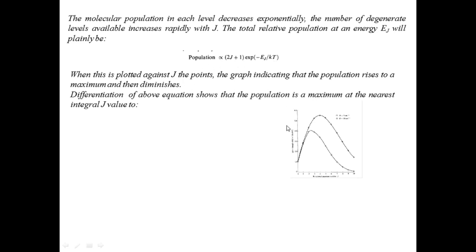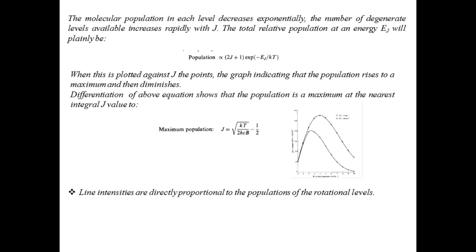When we plot this population against j value, the graph shows a maximum population at a certain j value and then diminishes. The differentiation of this equation shows the population is maximum at the nearest integer value of j. The maximum population is given by root of kT by 2hcB minus 1 by 2.